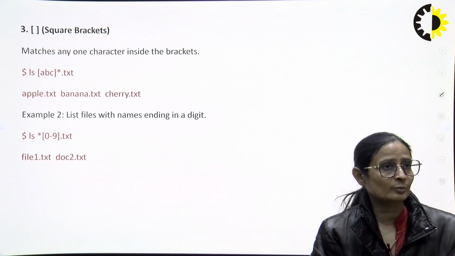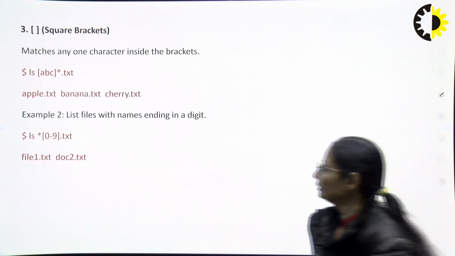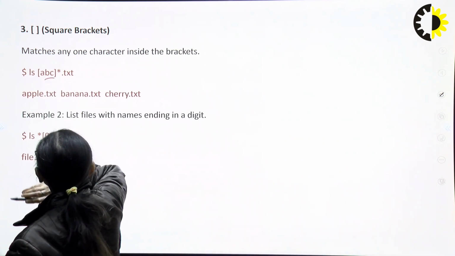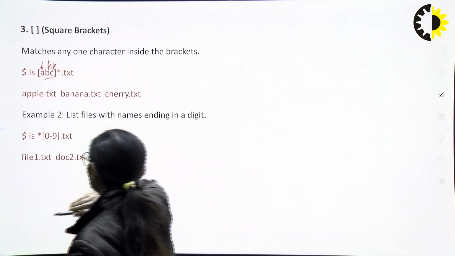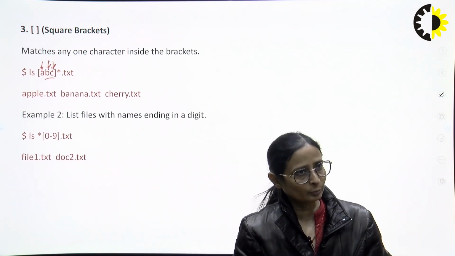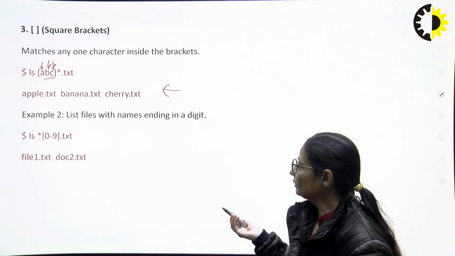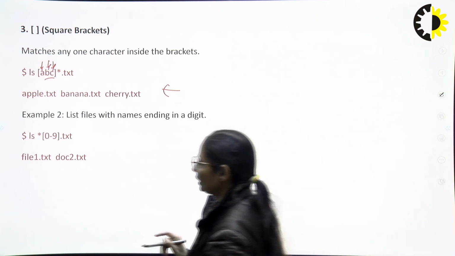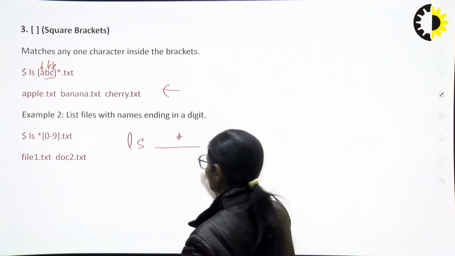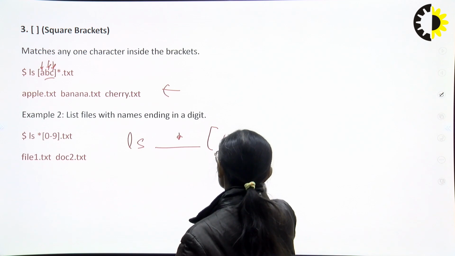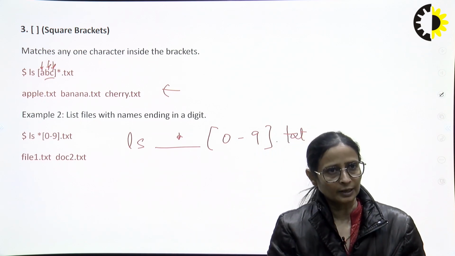Another wild character is the square brackets. It matches any one character inside the bracket. So if I give ls [abc]*, what will it do? It will show all the files which start with a, b and c, and the length could be anything, 0 or more characters. So it is showing this output. Suppose I want to list the files with names ending in a digit. I don't know what is preceding here, so I have used the asterisk for this particular portion. Here, ending in a digit, so 0 to 9, and let's suppose I want text files, so here I have given the extension.